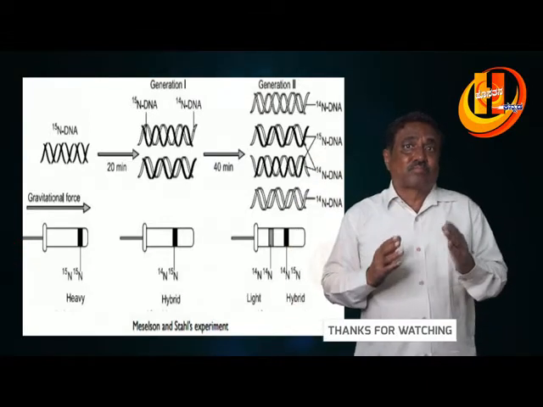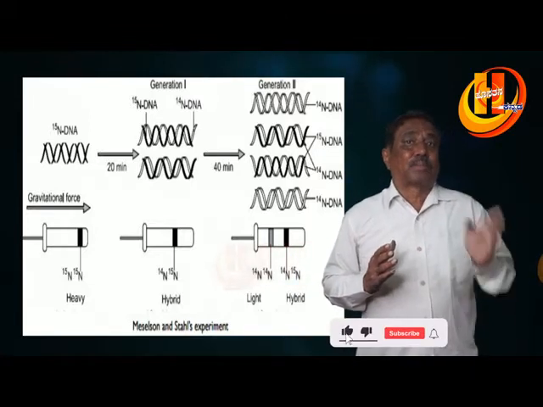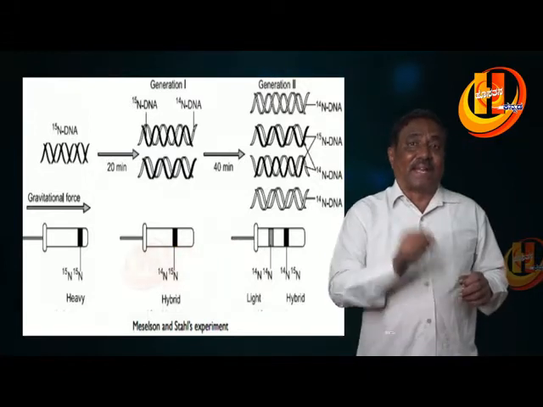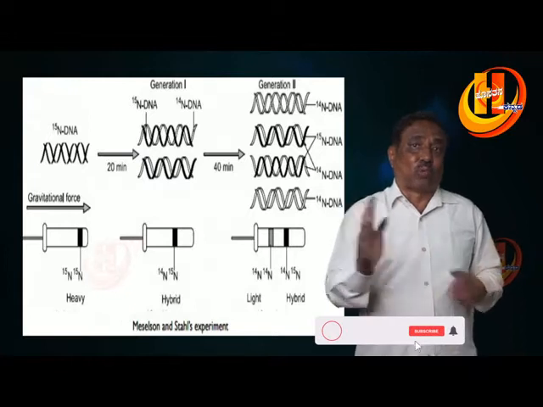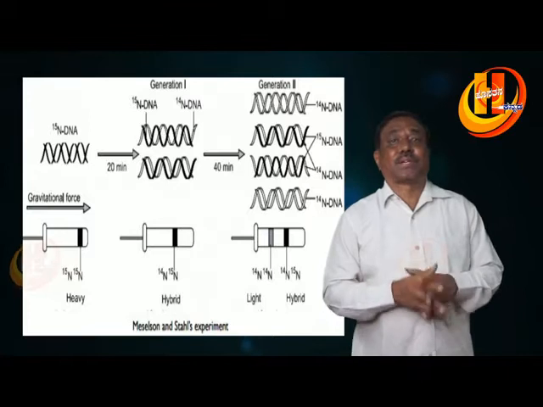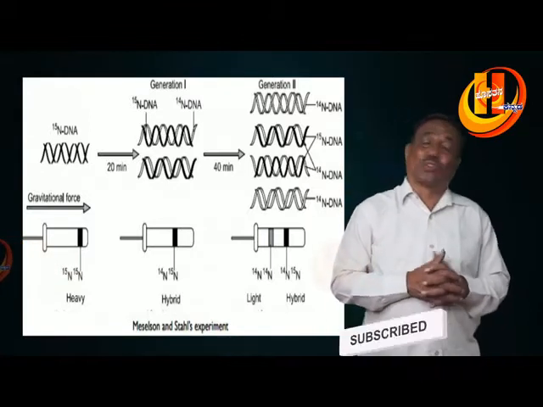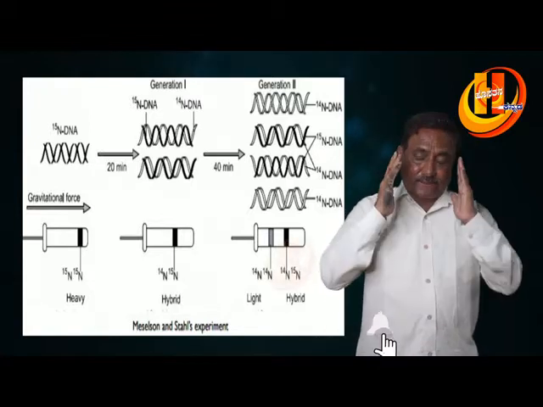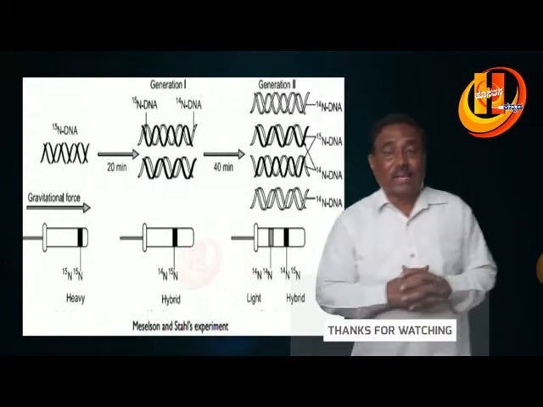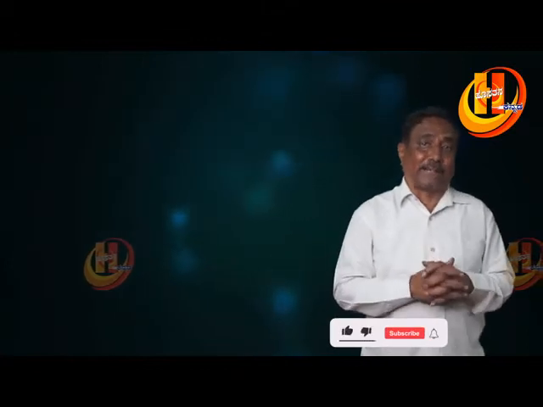This shows that the newly formed strand is always the light N14 and half of the old strand is conserved. Hence the replication is said to be semi-conservative replication, as noticed by Matthew Meselson and Franklin Stahl. So after this, how does the replication of DNA take place in a eukaryotic cell?